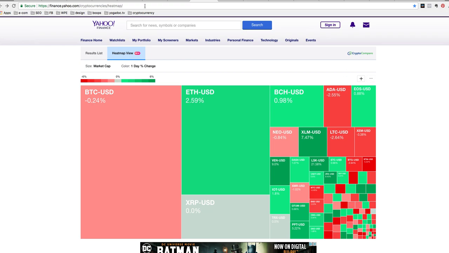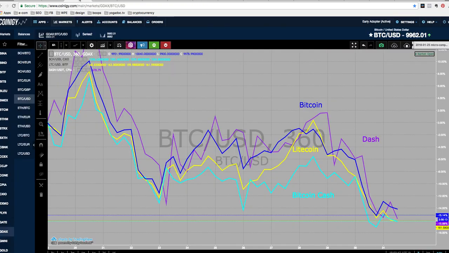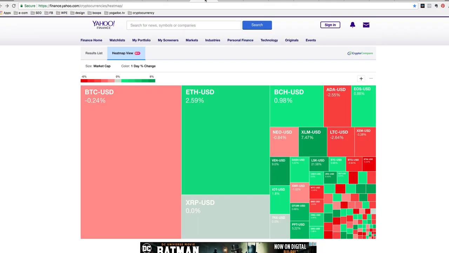Now, I always look at the cryptocurrency markets in sectors based on the use cases. Okay, what problem is the coin solving? So this is my micropayment cryptocurrency sector: Dash, Litecoin in yellow, Bitcoin Cash in blue. And I can see on one chart side by side how they're performing against each other and against Bitcoin. So that's my micropayment sector.